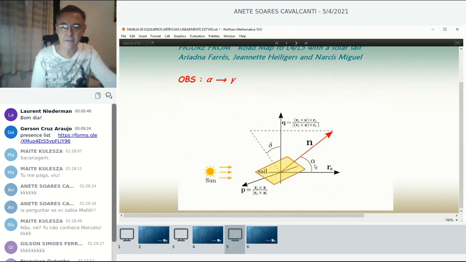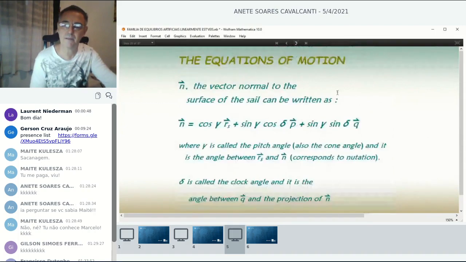This angle here, we shall use in our work, we shall call it gamma and not alpha. Okay, so I made this observation here. And this is the other angle that's important in the orientation of the sail. That's delta. We keep the delta notation. But this angle here, where you see alpha here, read gamma.